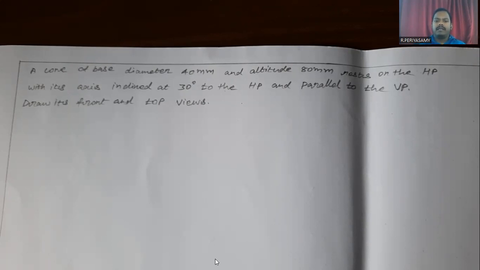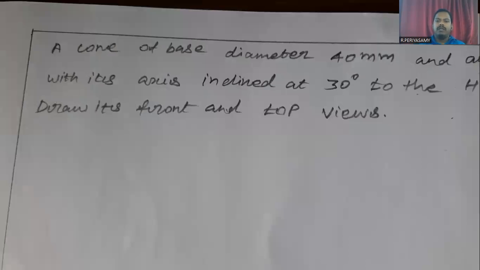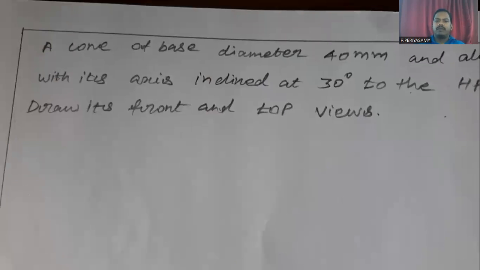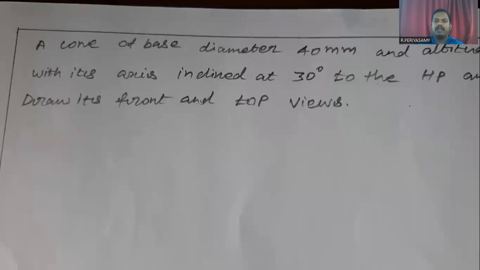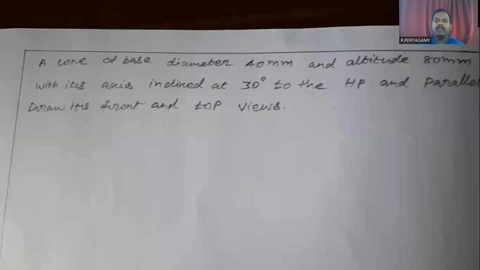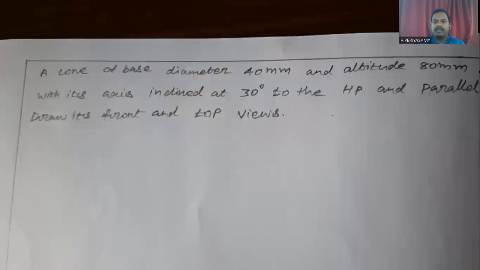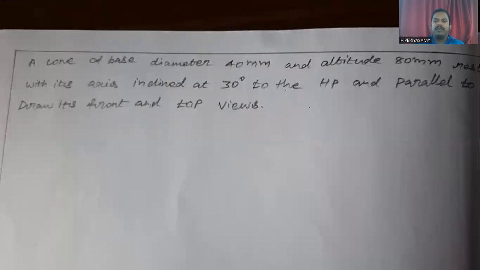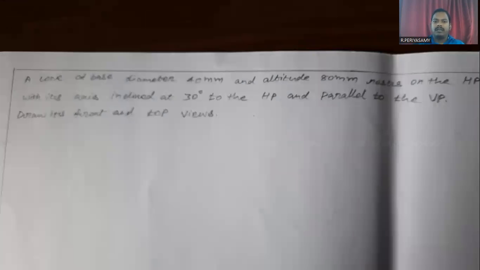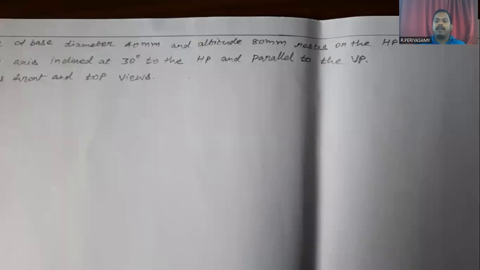In this case, we are given a cone solid. The cone solid means the base has a circular shape. In the top portion, the diameter reduces, and the top of the cone is denoted as the apex or vertex. The diameter of the cone is 40 mm and the height of the cone is 80 mm. The cone base rests on the HP, and the cone axis is inclined at 30 degrees to the HP and parallel to the VP.